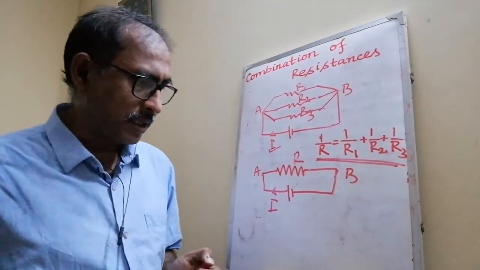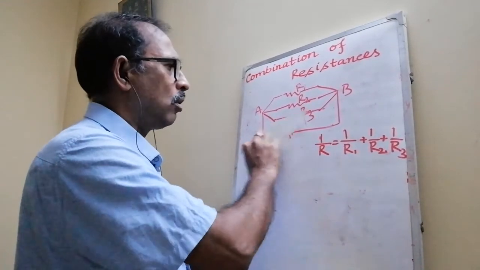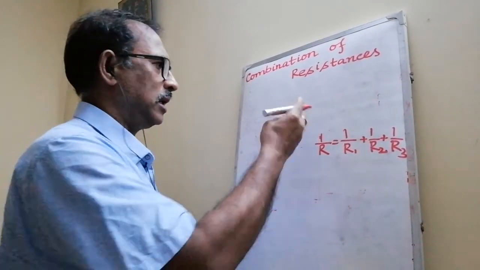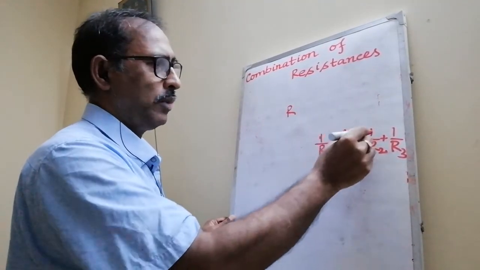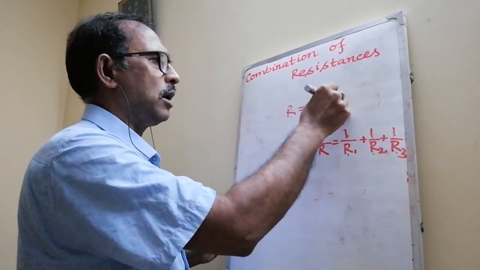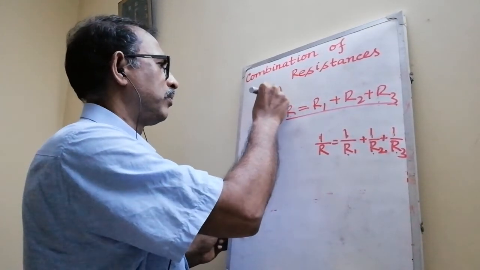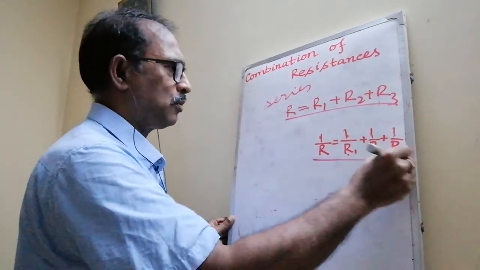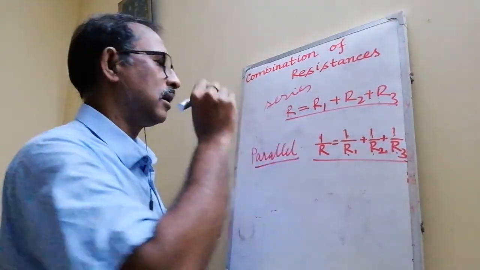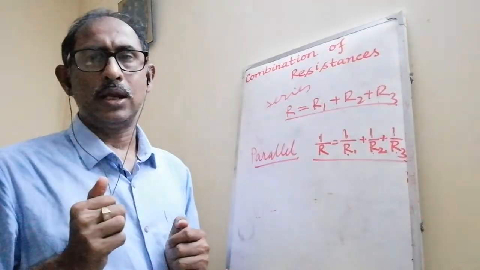So the equivalent resistance of the series circuit was R equal to R1 plus R2 plus R3, and for the parallel circuit it is 1 by R equal to 1 by R1 plus 1 by R2 plus 1 by R3. In the series circuit it will be R equal to R1 plus R2 plus R3. This is for the series circuit, and the other is for the parallel circuit. This is the ultimate series connection and the parallel connection.